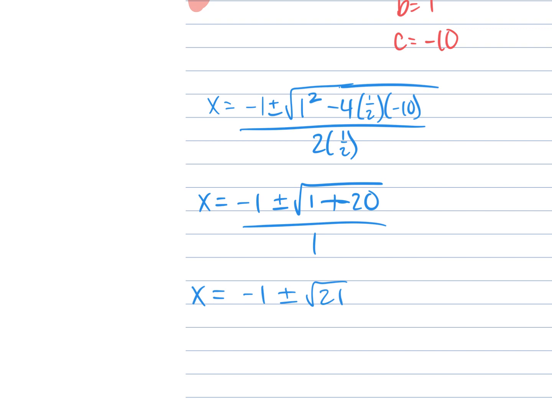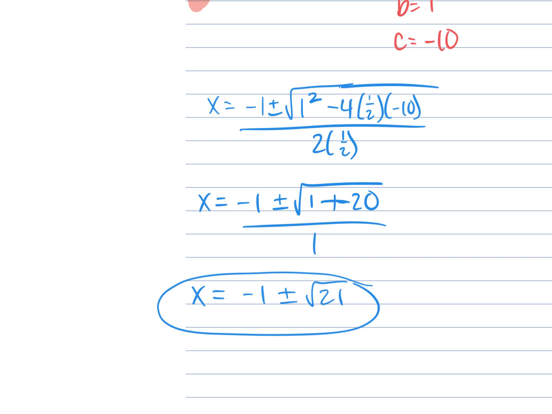Dividing by 1, does that change anything? No. So do we have to put it in there? This is my answer. Now, you can leave it with the plus or minus symbol, guys, okay? Or you can write it out if it floats your boat. You can write -1 plus the square root of 21 and -1 minus the square root of 21.